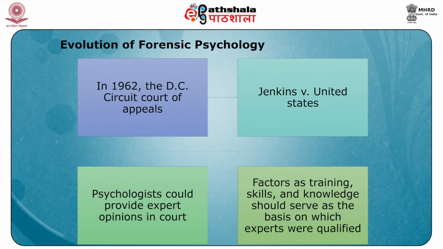Even when some forensic representations were made, the qualification and training relevance of the psychologist was put to questioning. In 1962, the DC Circuit Court of Appeals held in Jenkins versus United States that psychologists could provide expert opinions in court regarding mental illness at the time a defendant committed a crime.